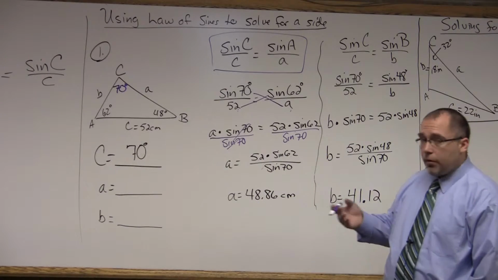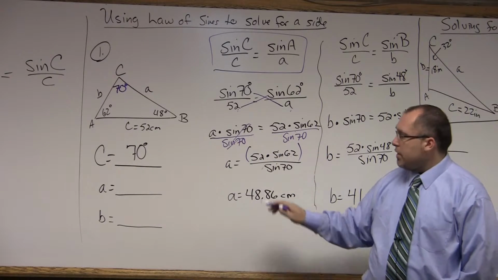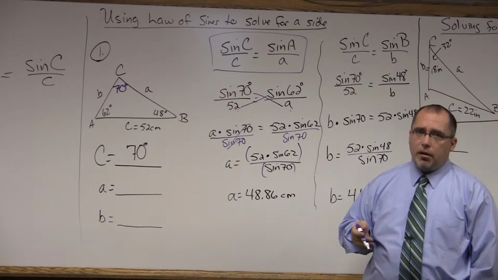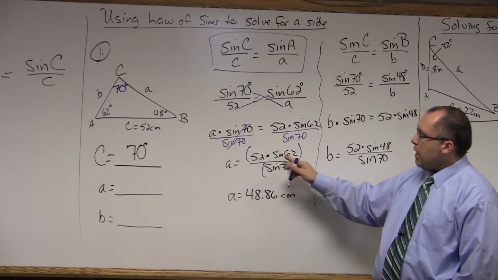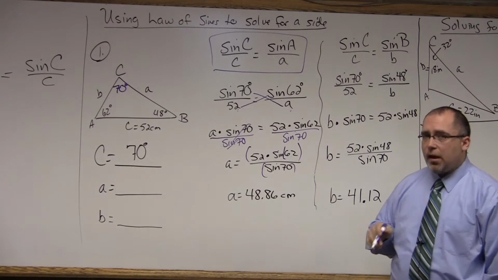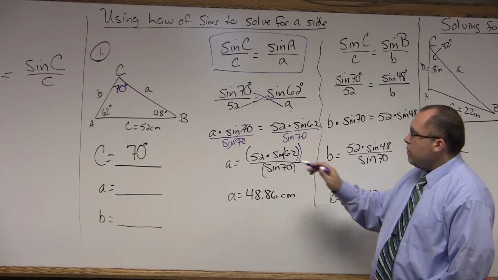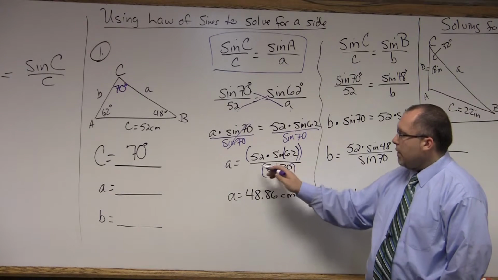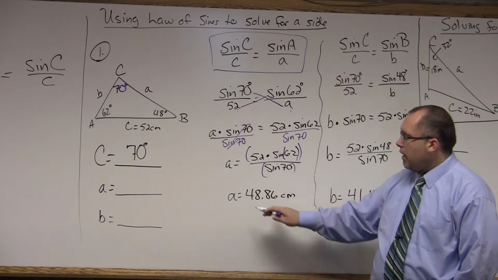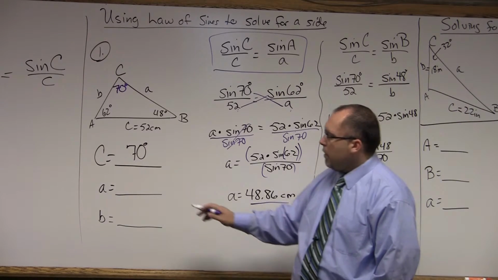If you're using a graphing calculator, it's pretty easy. If you're not sure, you can always put your entire numerator in parentheses and your entire denominator in parentheses. You don't necessarily have to in this case, but you can. You'd have 52 times the sine. Keep in mind, as soon as you type in sine, it'll give you an open parenthesis. Type in 62, make sure you close that parenthesis after the 62. Then divide by your sine of 70, hit enter, and you should end up with 48.86 centimeters for side A.